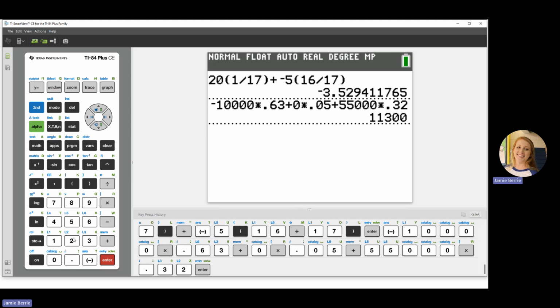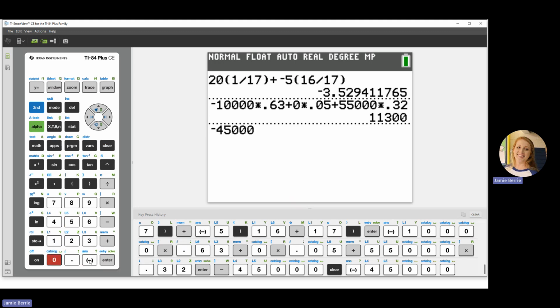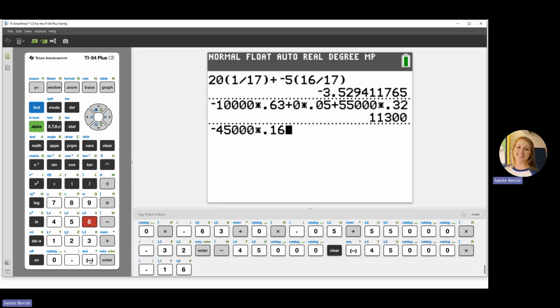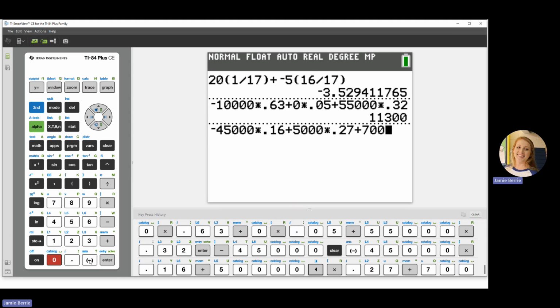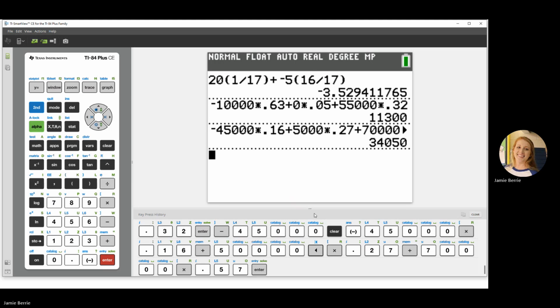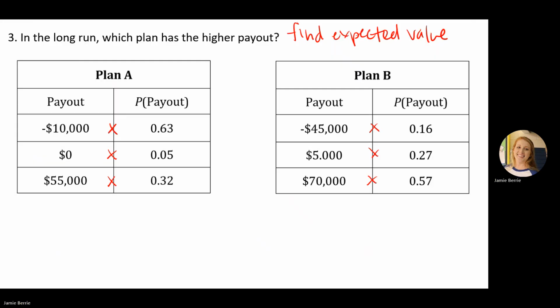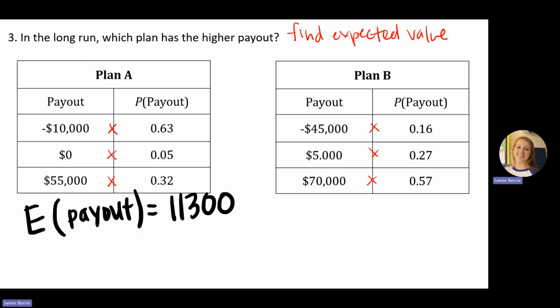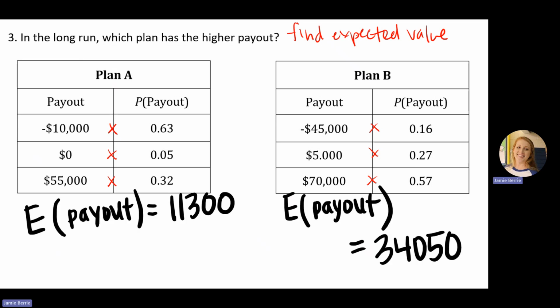All right, and now I'm going to do the other table, negative 45,000. Let me clear that out. Negative 45,000 times 0.16 plus 5,000 times 0.27 plus 70,000 times 0.57. All right, much higher payout on that one, $34,050. So that first one was 11,300. This one's 34,050. So Plan B has much higher payout.